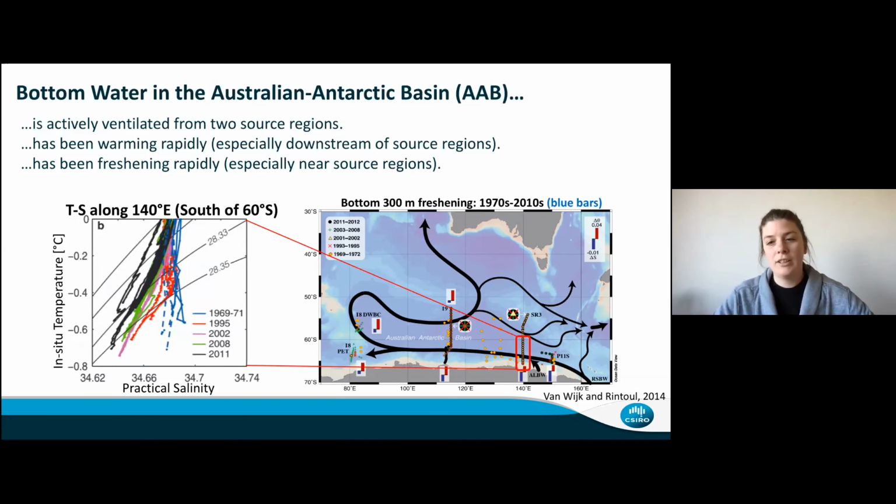ocean. You can also look at the changes in a different way on a TS plot. So this is just from that region along SR3 at 140 east, south of 60 south. And you see from the late 60s, early 70s through 2011 that it's been steadily freshening in particular. So those lines are to the left as you go through the years.